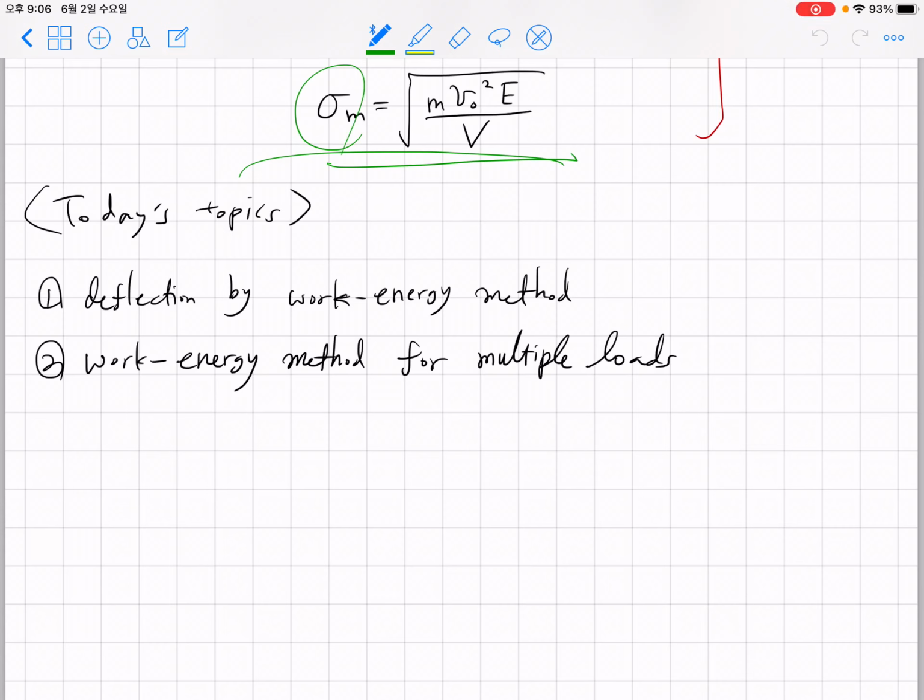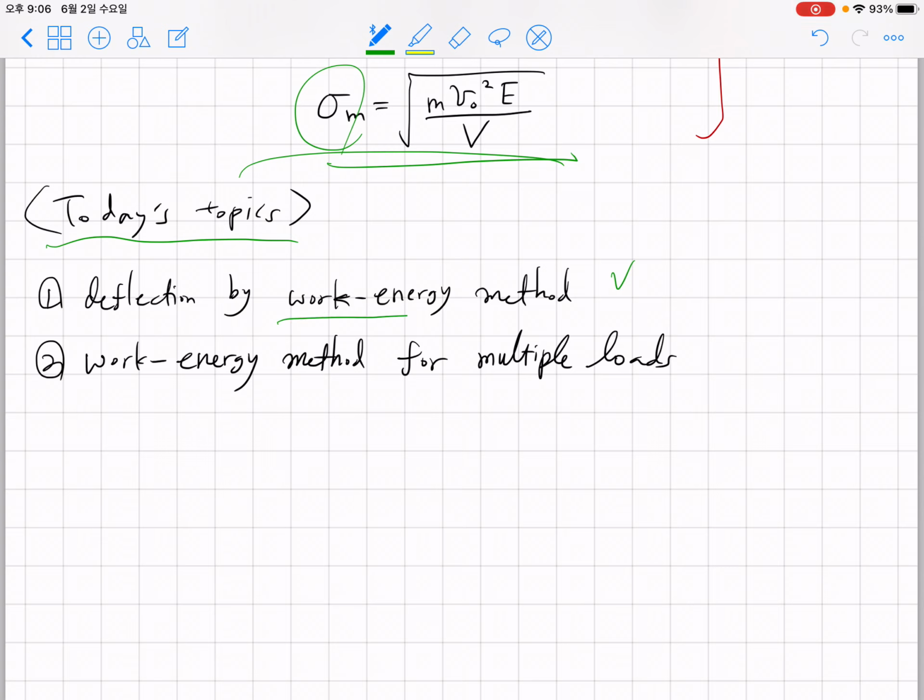So in today's lecture, we'll cover the following two topics. First, we'll discuss deflection by the work energy method. This will be, I would say, the real meat of this chapter, the energy method. So finally, we can taste the real meat today.